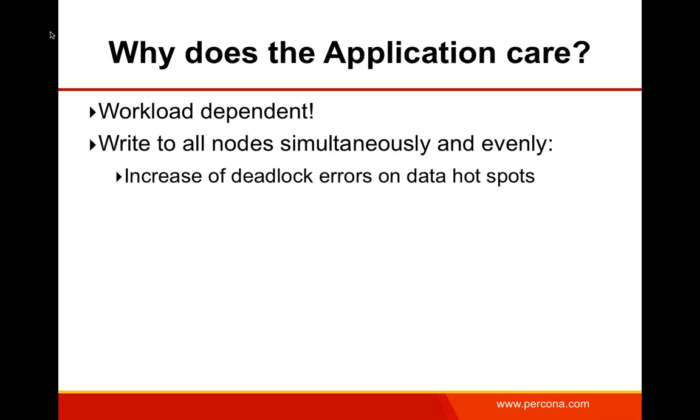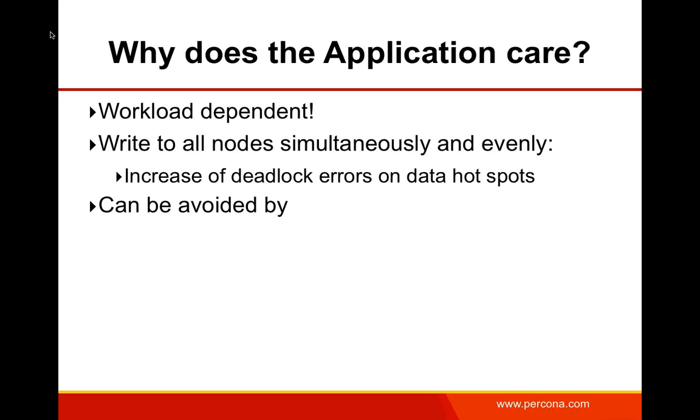And by hotspot, I mean a chunk of data, maybe it's a small table or some specific rows that you're always updating all the time from a lot of different clients. If that's spread across the cluster, you're probably going to see an increase of deadlocks there. So what can we do about that?